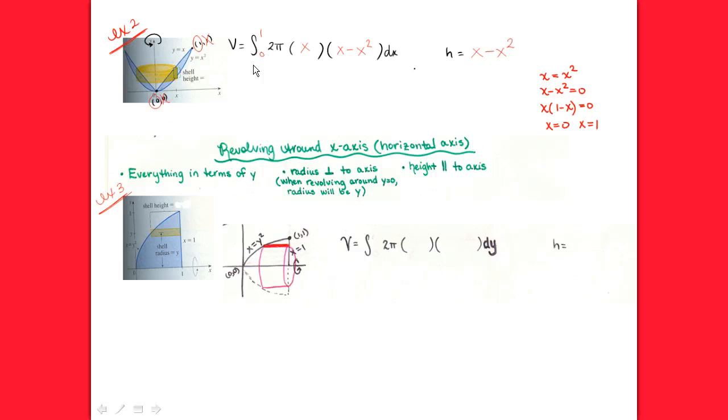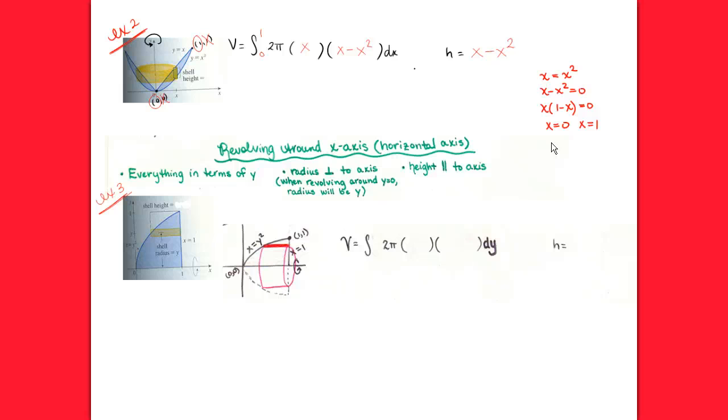And the way that we find those starting and stopping points, again, they are from setting the two equations equal to each other and finding the points of intersection. Same thing that we've been doing since section 6.1, right? When we were doing area. So 6.1, 6.2, and 6.3, we're doing that same thing.